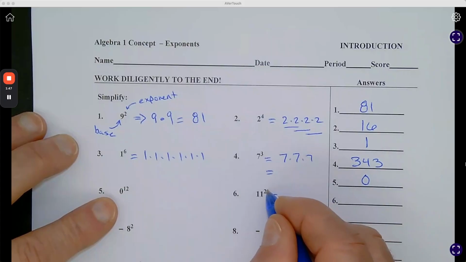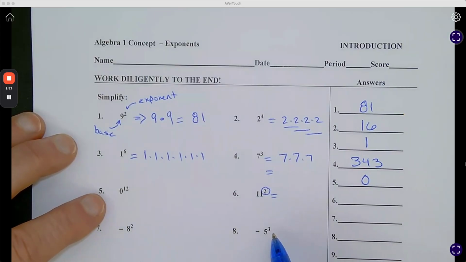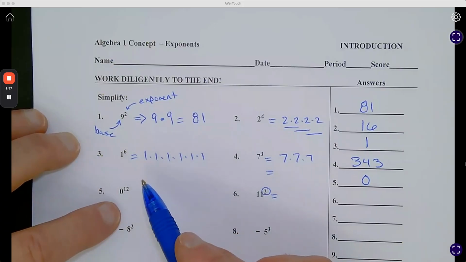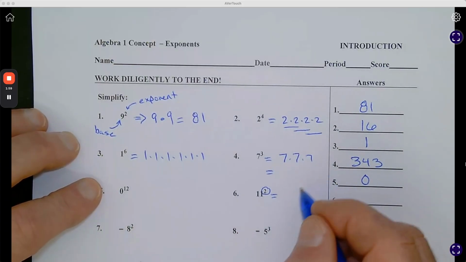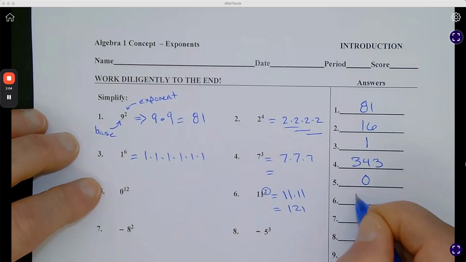11 squared. When we have an exponent of 2, we have a special name for it. We call it squared. An exponent of 3 also has a special name. That's called cubed. Other than that, it's just exponent of 4, exponent of 6, exponent of 12. So this is 11 squared. So 11 times 11, 121.